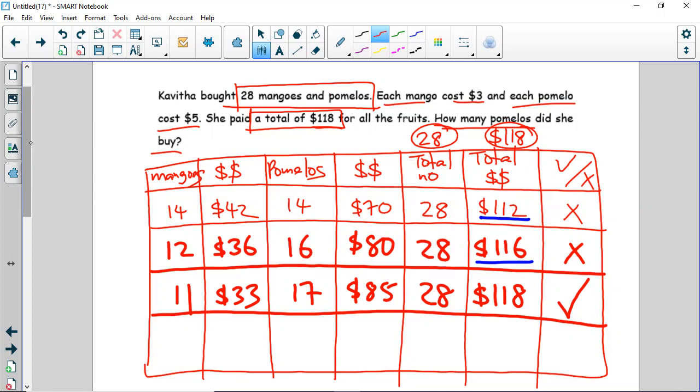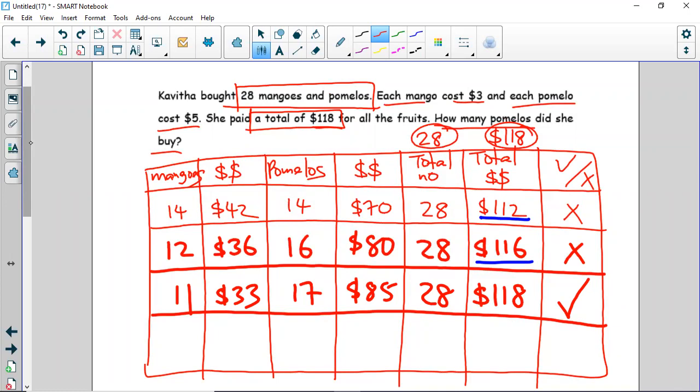Okay, but you can find that guess and check can also be quite tedious because you may have more than 3 rows. You may have more than 3 guesses. So it is a little time consuming. So is there something else which is better than guess and check? Yeah, there is. There is something else which is better.